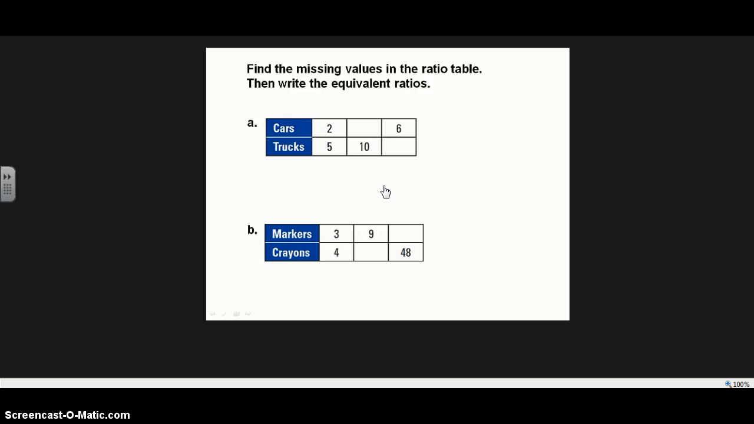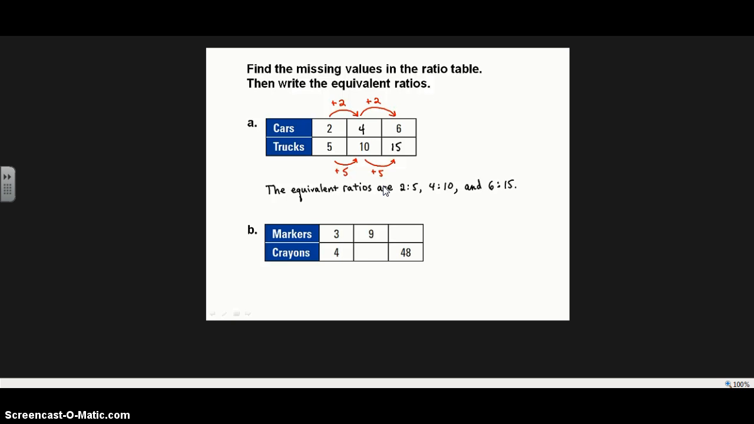Find the missing values in the ratio table. Then write the equivalent ratios. Part A. You can use repeated addition with the original ratio to find the missing values. 2 plus 2 is equal to 4. 5 plus 5 is equal to 10. 4 plus 2 is equal to 6. And 10 plus 5 is equal to 15. So, the equivalent ratios are 2 to 5, 4 to 10, and 6 to 15.